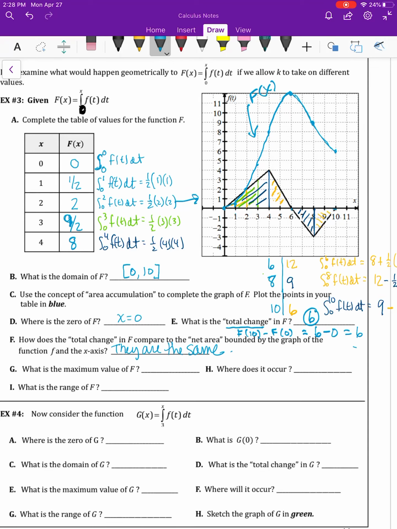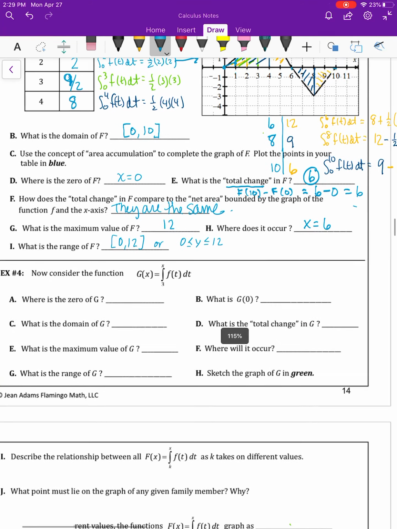What is the maximum value of f? Well, remember the maximum was going to occur at 6. So at 6 we had 12. So our maximum value of f is 12. And where does it occur? At x equals 6. What is the range of f? Well, on the y-axis, it goes from 0 all the way to 12. So our range would be 0 to 12. You could also write it that way, okay, if you wanted to write it using your variable y.